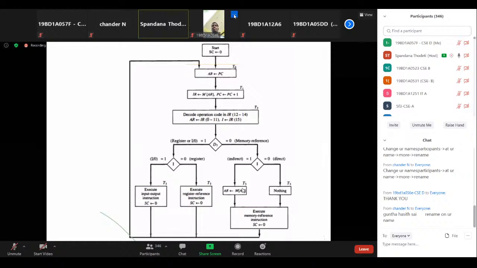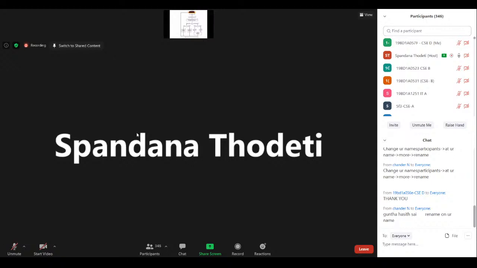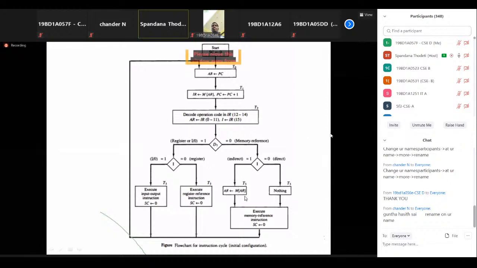So what do we have to do? Your AR contains the address of the address. That address has to be moved into your AR if it is an indirect address. If it is direct, you need not read the effective address because that is the actual address. You can directly go to that address location, fetch the required operands, and proceed with the execution of the instruction. If it is indirect, then only this step is required. After that, you can execute the corresponding memory reference instruction. Once the execution is done, make the sequence counter 0 and go back to step 1. That means fetch, decode, and execution will be continued for all the instructions.